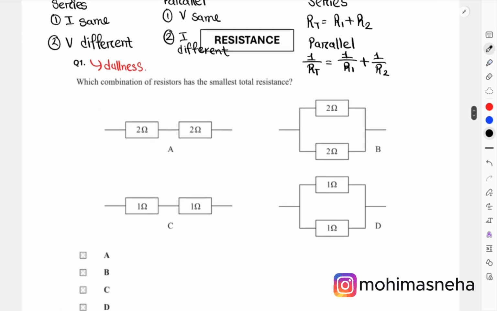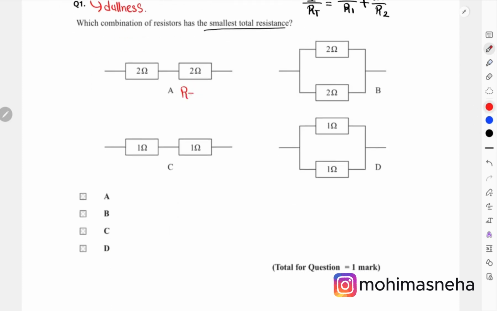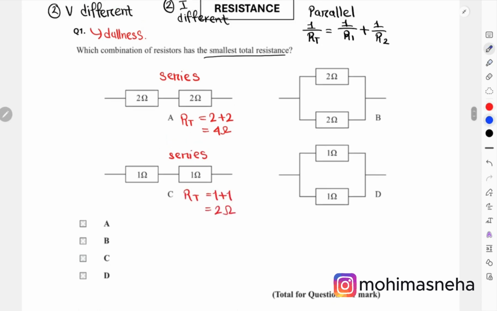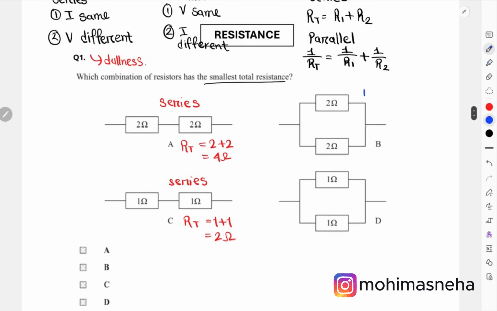Okay. Now in question 1, it says which combination of resistors has the smallest total resistance? We have to find out the total resistance for all the combinations first in order to identify the correct answer. So for example, over here, this is connected in series, right? Series means we're just going to add the two values together, which is 2 plus 2, that's 4 ohm. This is again in series, which is RT, which is 1 plus 1, that is 2 ohms. And for B, this is connected in parallel, because now they have a junction, right? These dots are known as junctions where current gets divided, but voltage remains same.